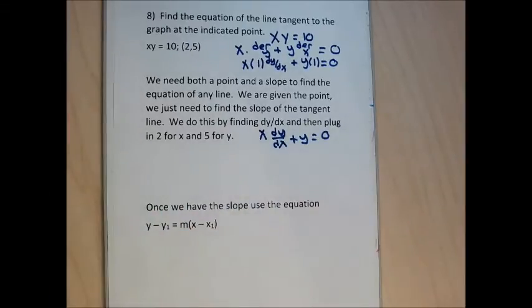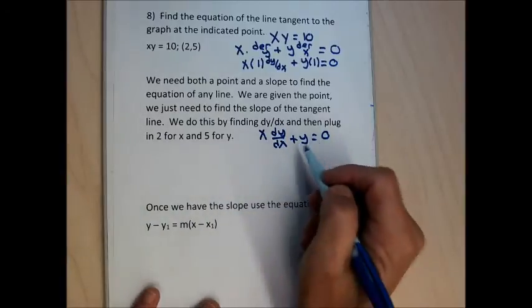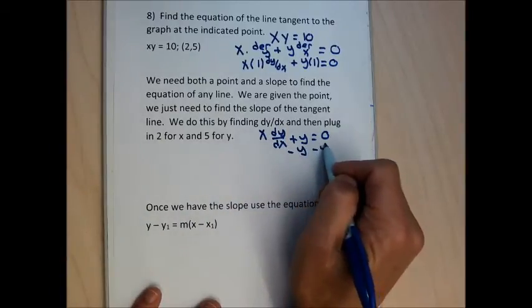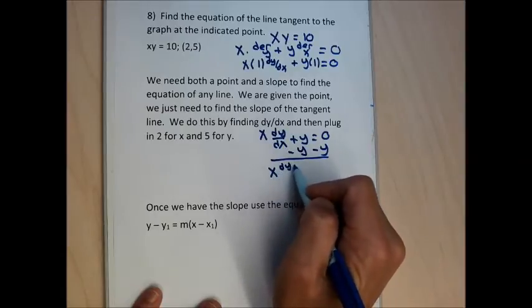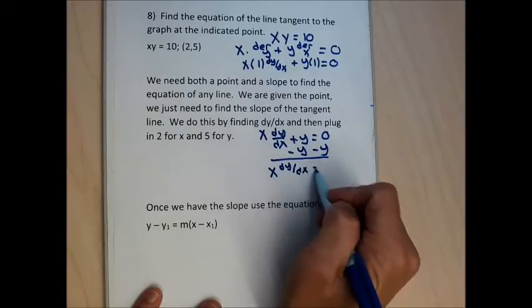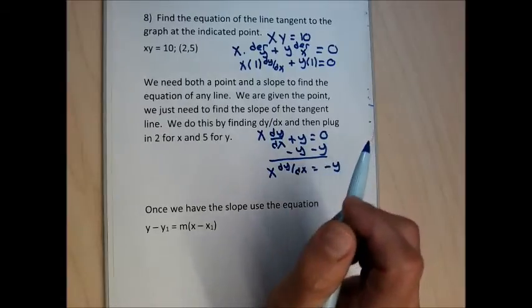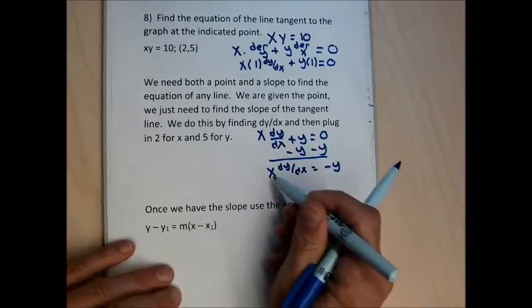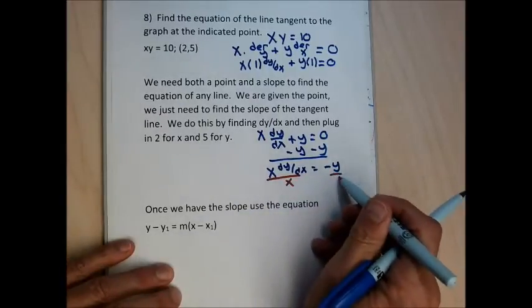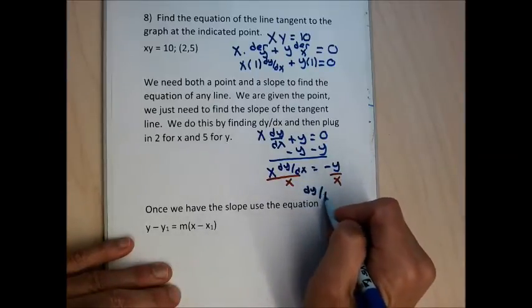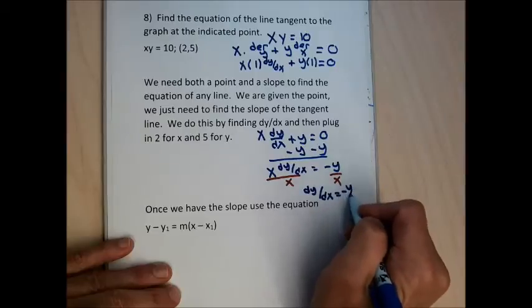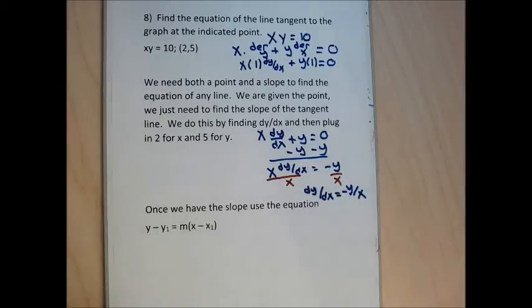I need to solve this for dy/dx. To do that, I'm going to subtract y from both sides and get x dy/dx equals minus y. And then I'm going to divide both sides by x. And that's going to give me dy/dx equals negative y over x. That's the formula I can use to find the slope of the tangent line.